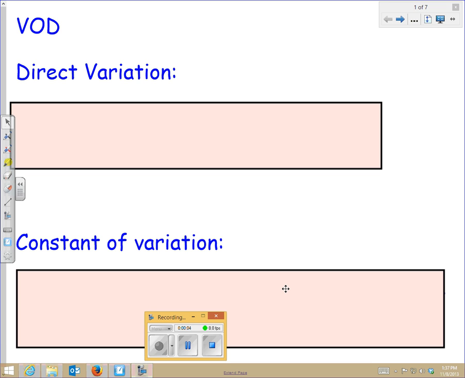Okay, class, we are starting 3.6, Model Direct Variation. It is in your book on page 191. We have two vocabulary of the day words today.